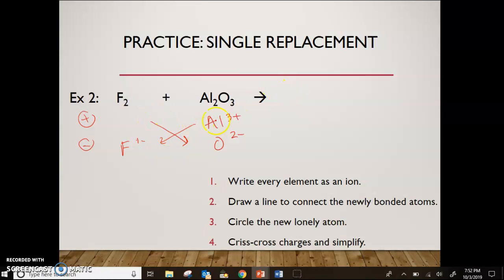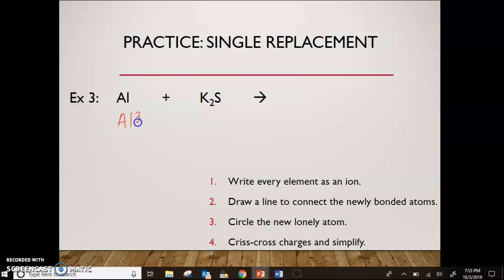Right? So let's go ahead and do our new ionic compound. I have Al with a 3 plus, F with a 1 minus. So I cross my charges. And that becomes AlF3 plus oxygen becomes my lonely ion, or my lonely atom. So I'm going to put oxygen, and then I'm going to check, is it a diatomic? It is a diatomic, so I have to go ahead and make it O2.